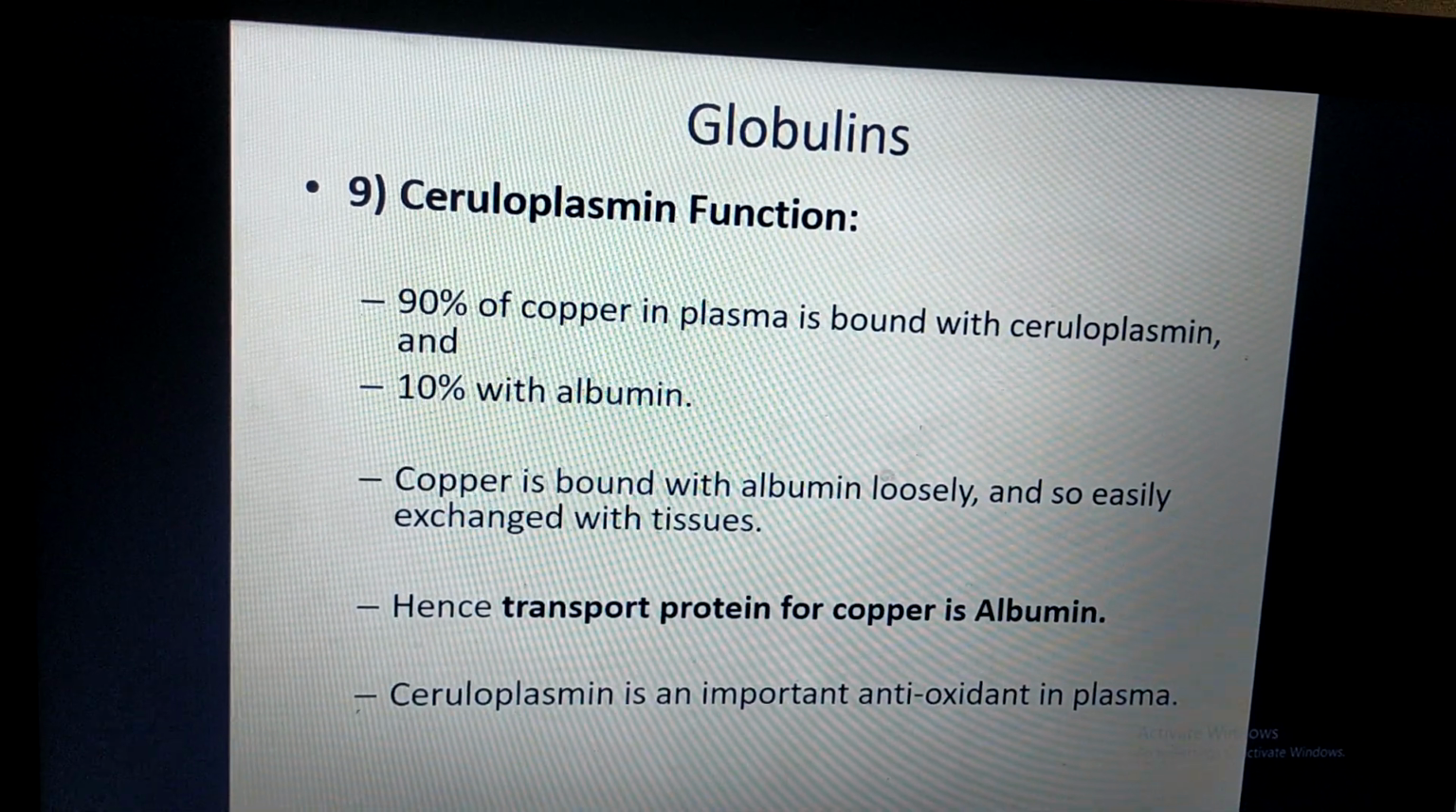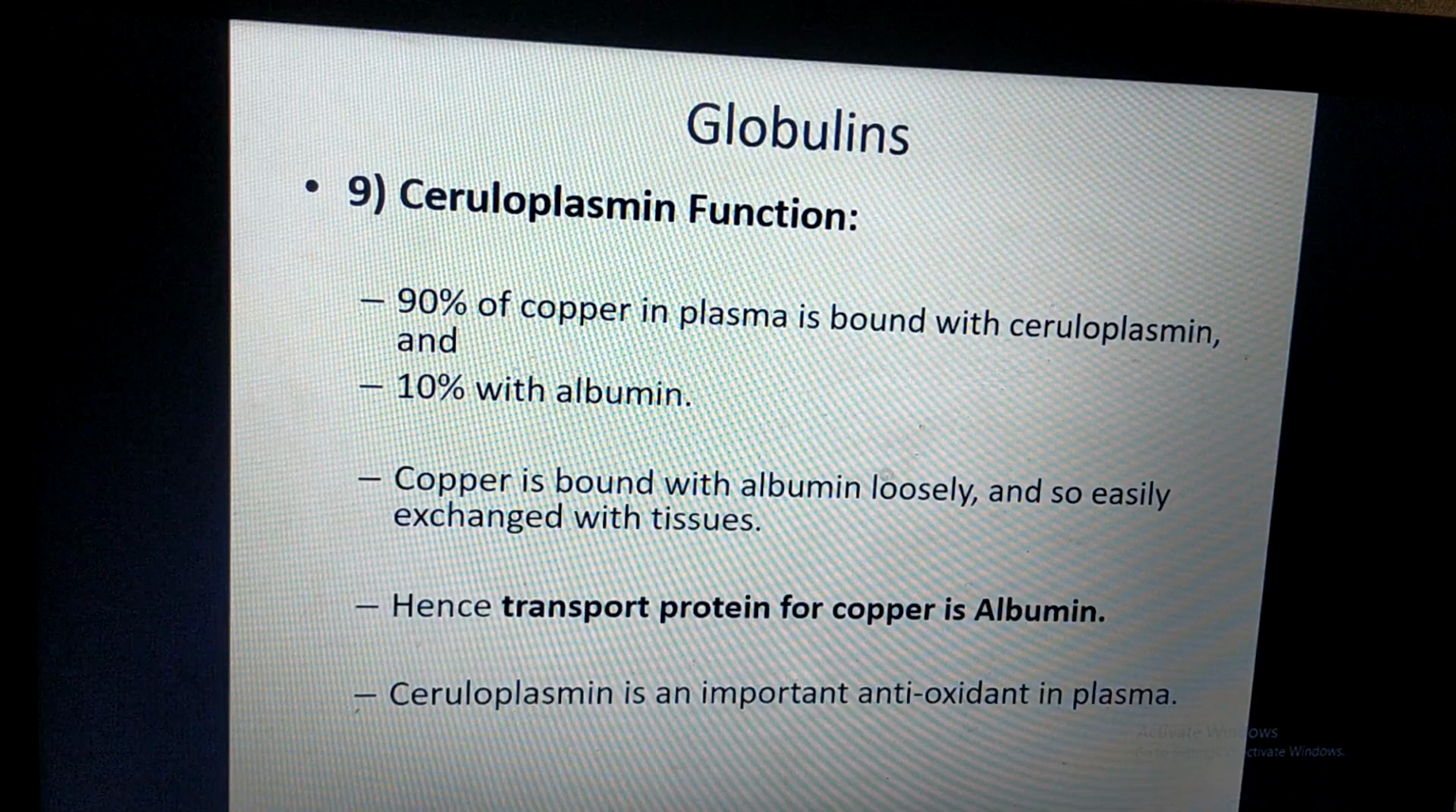90% of the copper in the plasma binds with ceruloplasmin, remember this, and only 10% binds with albumin. So albumin acts as a transporter of copper also. Ceruloplasmin also acts as an antioxidant in the plasma.